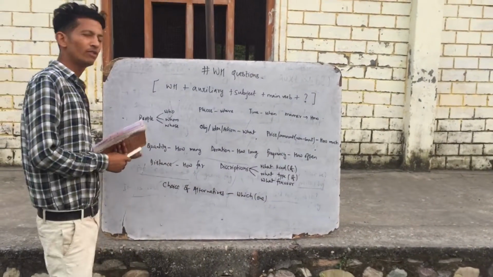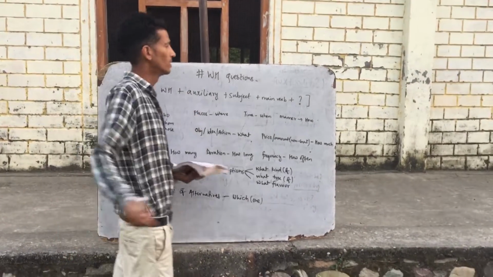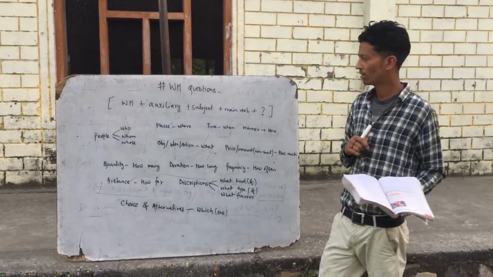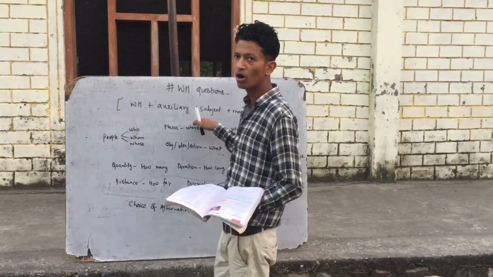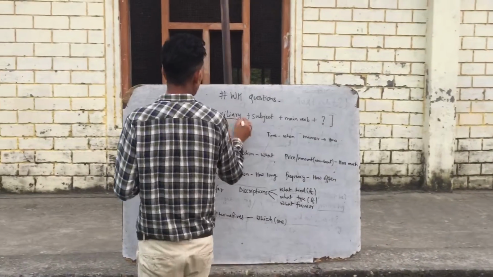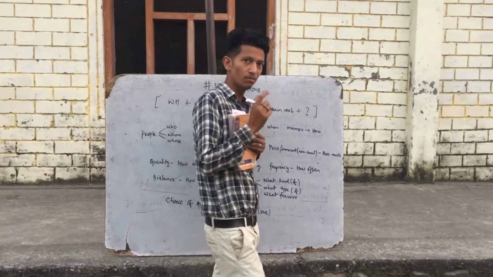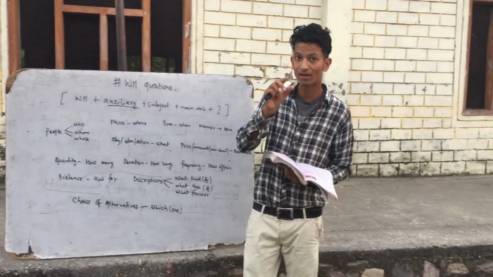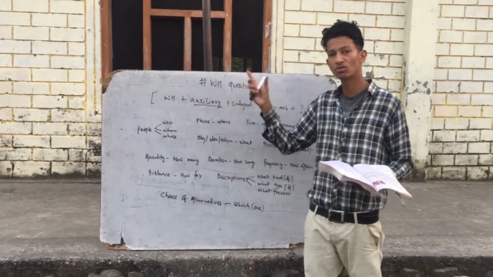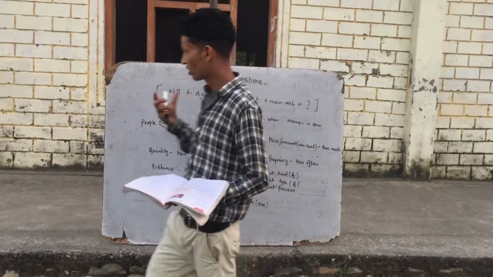So the formula of a WH question is WH plus auxiliary plus subject plus main verb and then a question mark. Alright, so this is the formula of a WH question. Here the auxiliary means the main auxiliary, not the contracted form, right? In my previous video I told you about the contracted verb, so we are not going to apply the contracted form, so it would be the auxiliary form which we will be applying. All right, so let's talk more about this.